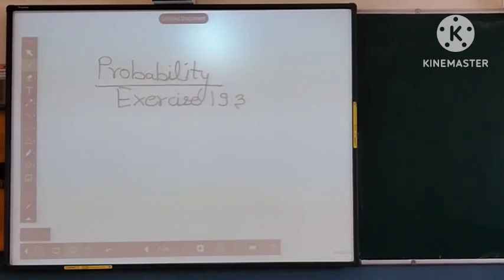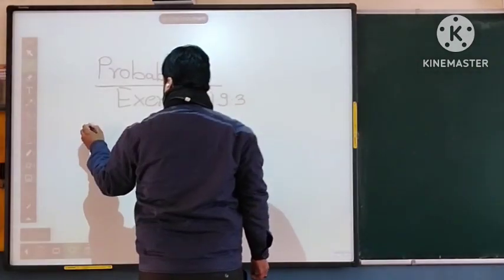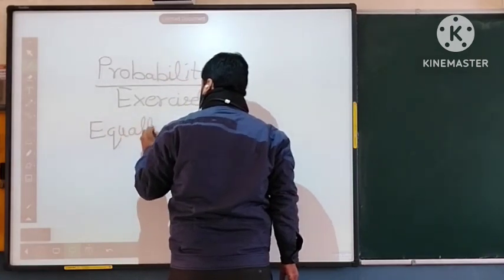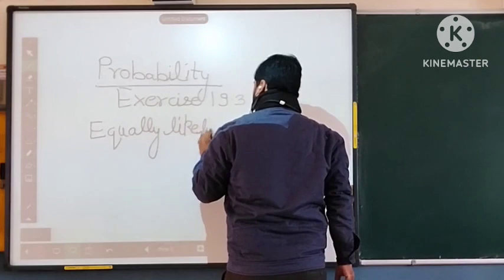So the article that we are discussing now is equally likely outcomes. This was the last part that we had discussed. Equally likely outcomes.